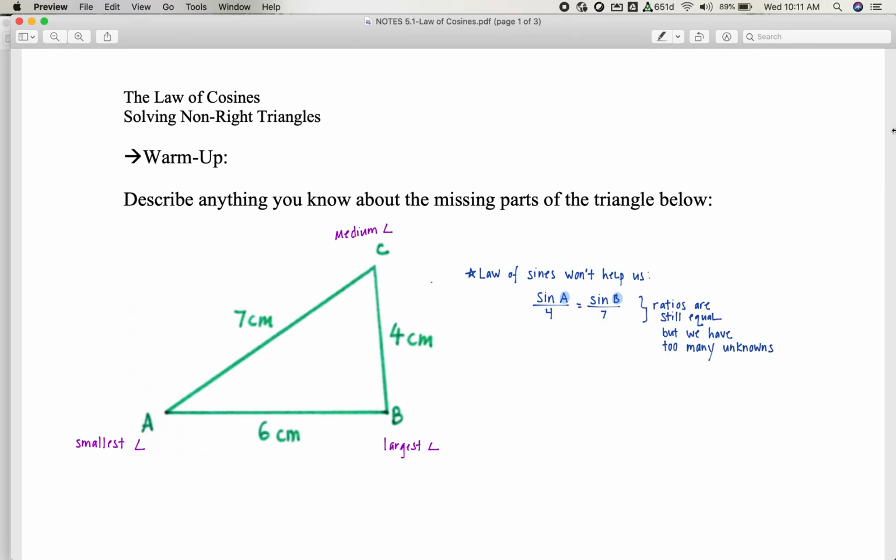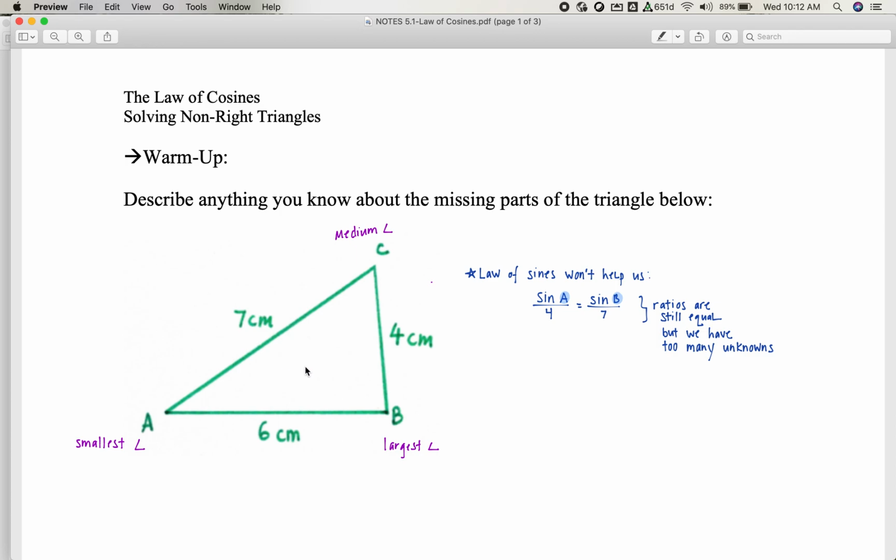Okay, so let's take a closer look now. Unfortunately, we don't know a whole lot, although we do know something. We know that this 4 centimeters here is the smallest side of the triangle, which means that across from that, angle A here must be the smallest angle in the triangle. And we can use that same kind of reasoning. The 7 centimeters is the longest side of the triangle, so B must be the largest angle in the triangle.